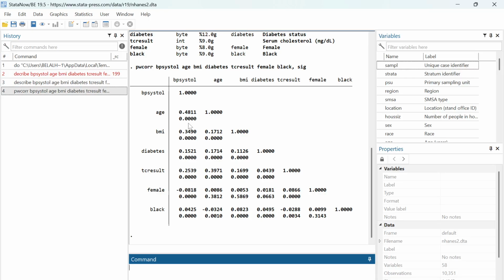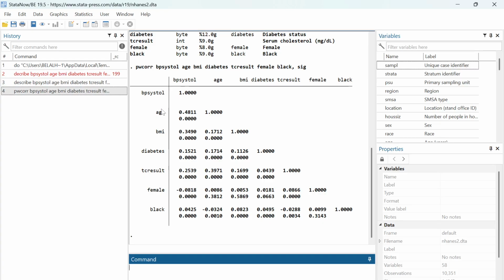So what do you see here? You have a correlation coefficient of 0.48, which is close to 0.5. So we can roughly consider this a strong correlation, and it is also statistically significant. BP systole is systolic blood pressure.